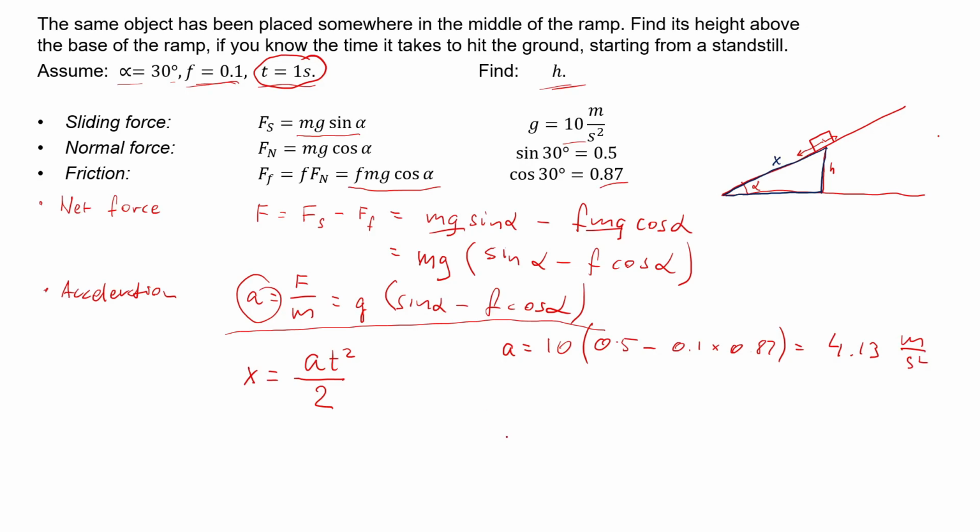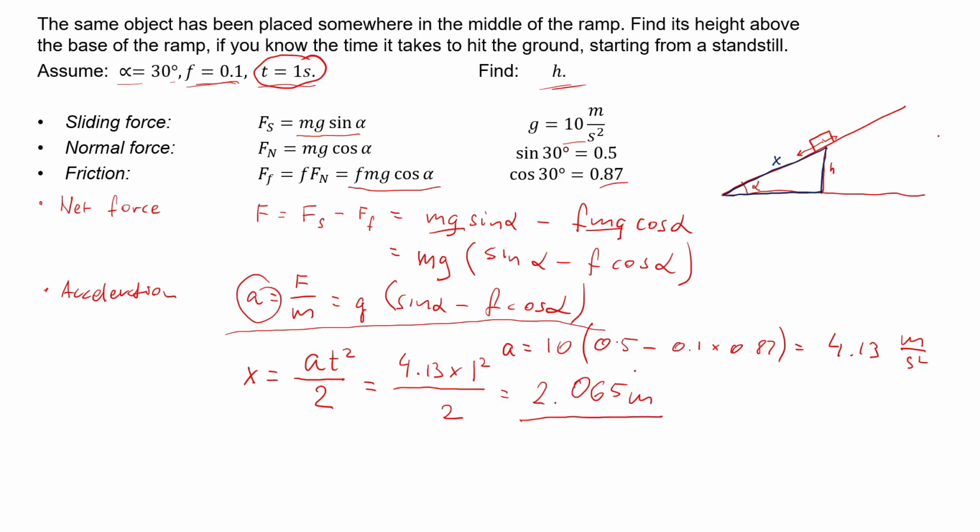Now I have everything that I need in order to find the distance traveled. So this thing here, distance traveled by my object, is a t squared over 2, so 4.13 times time, which is 1 second, so times 1 to the power 2, divided by 2. 1 squared is of course 1, so it's 4.13 divided by 2, and this is exactly 2.065 meters.